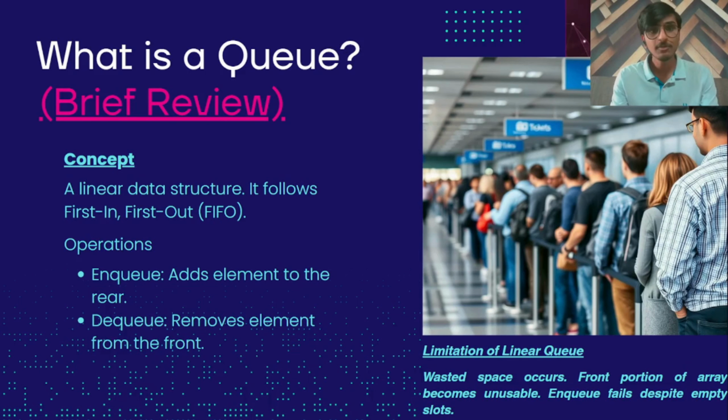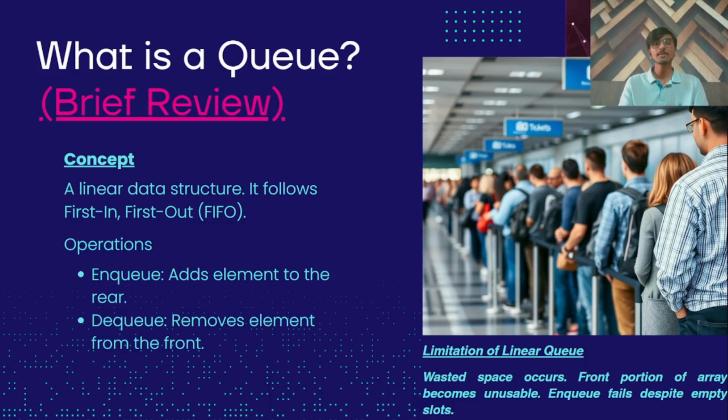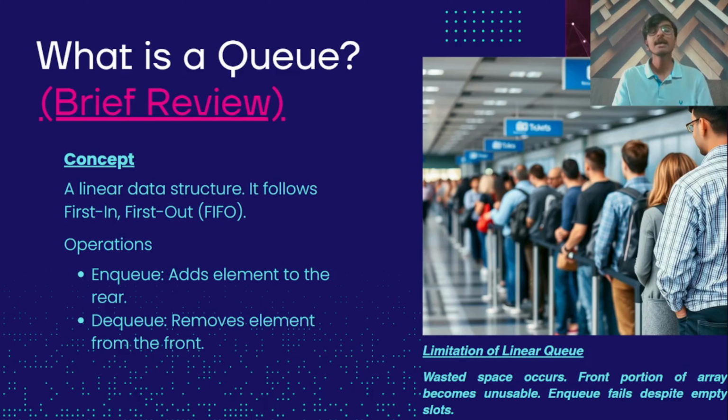What is a queue? Before we jump into circular queue, let's quickly review what a standard queue is. As we can see from the image, a queue is much like a line of people waiting for tickets. It's a linear data structure that strictly follows the first in, first out (FIFO) principle. Think of it like a line at a checkout counter, where the first person in the line is the first to be served. The two primary operations that can be performed in a queue are enqueue and dequeue.